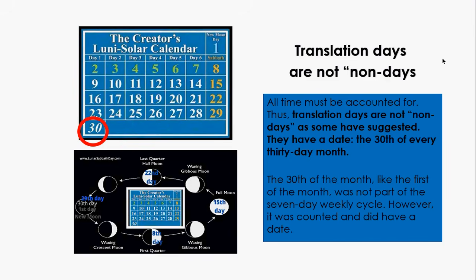Transition days are not non-days. All time must be accounted for. Thus, translation days are not non-days, as some have suggested. They have a date, the 30th of every 30-day month. The 30th of the month, like the first of the month, was not part of the 7-day weekly cycle. However, it was counted and did have a date.